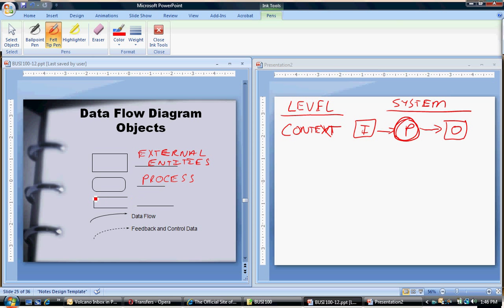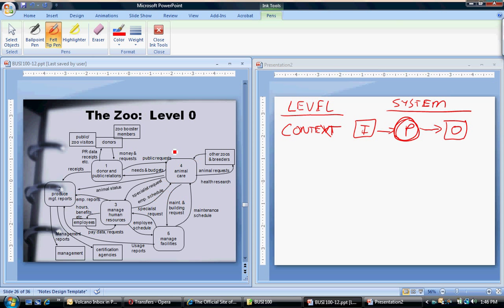Then we have the open-ended rectangle here, or what I like to do is draw the database symbol, and this is a data store or a database. Again, this is where we would store information. Then we have lines that go between the different objects, and those are the actual data flows. That's the important piece of information that you as an analyst would have to be able to track. So given those basic shapes, we can now look at what's called the zoo level 0.